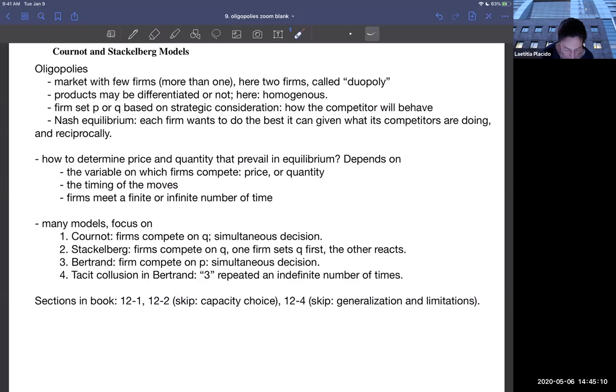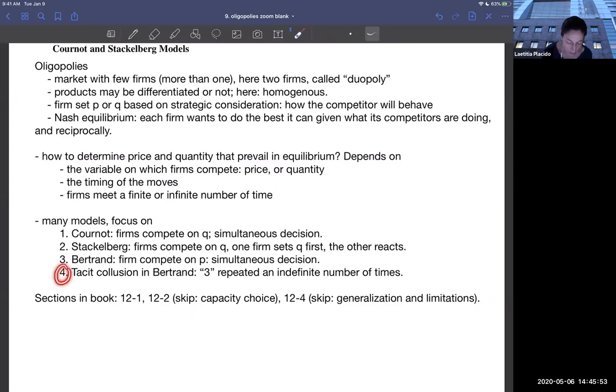Then we'll move to the Stackelberg model. In the Stackelberg model, firms compete in quantity, like in the Cournot model, but one firm sets the quantity first, and the second firm reacts to that. The third model will be the Bertrand model. With the Bertrand model, firms compete in price and not in quantity, and they decide simultaneously. Both firms decide at the same time what will be the price of that product.